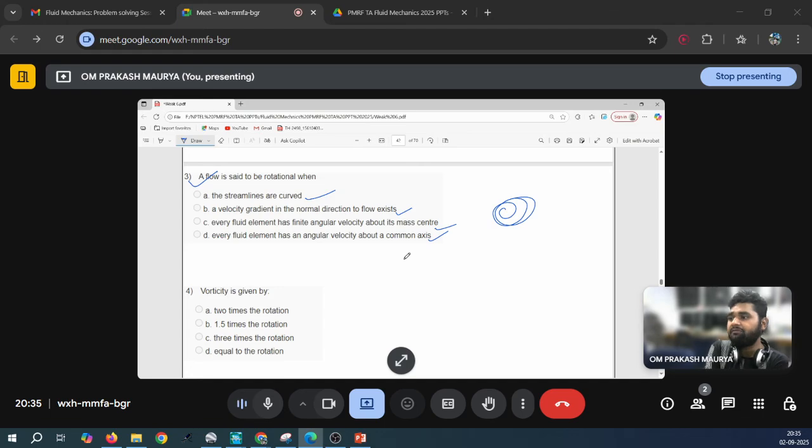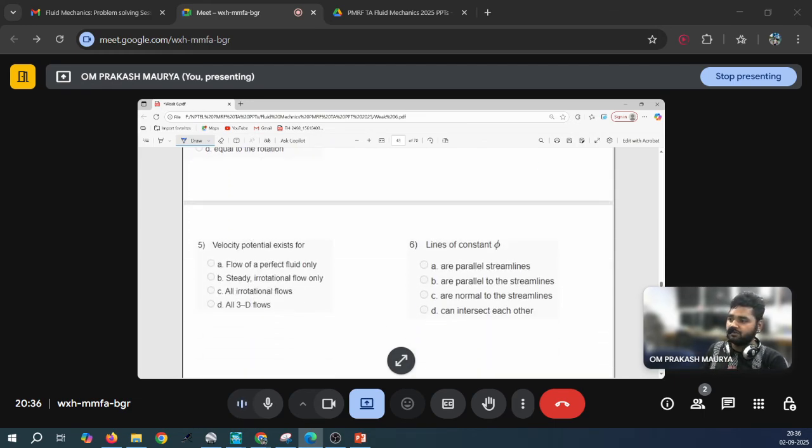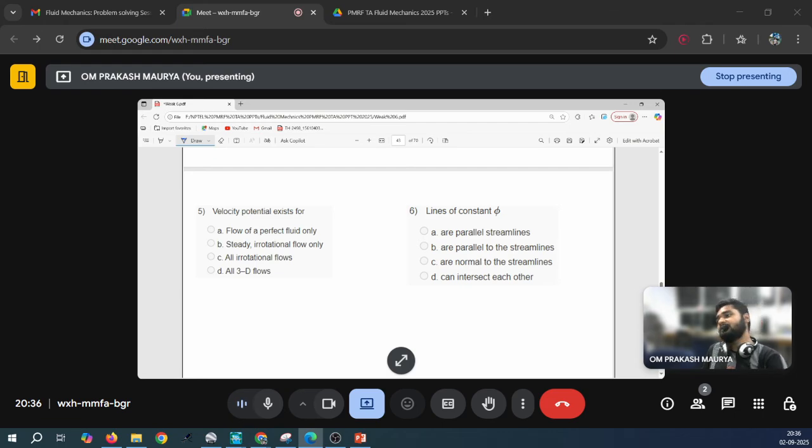So rotational, every fluid element has a finite angular velocity about its same mass center, so this option would be correct. The vorticity is 2 times the rotation, as I have discussed earlier, so there is no waste of time here. So the next question is, velocity potential exists for flow of a perfect fluid only, steady rotational, all irrotational fluid flow, all 3-dimensional flow.